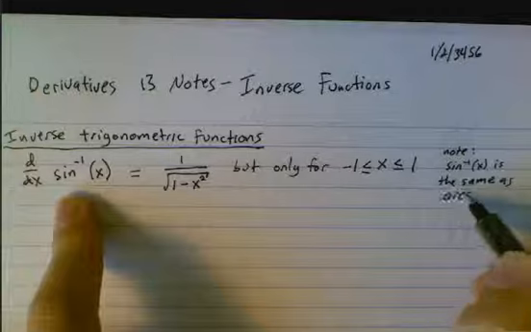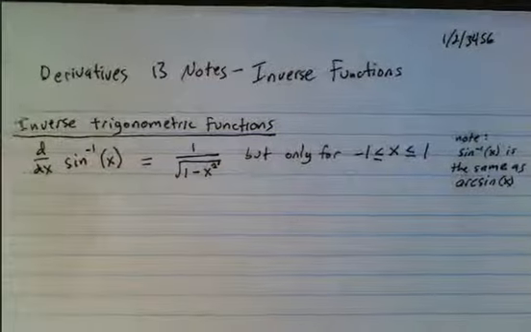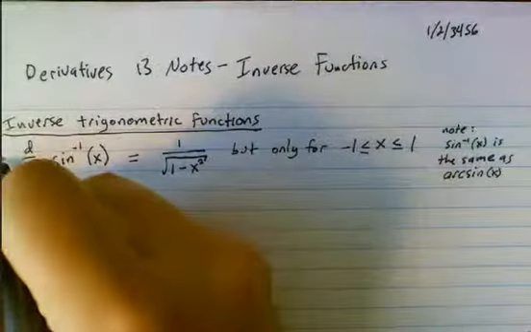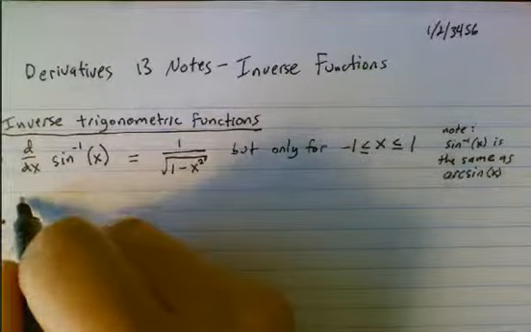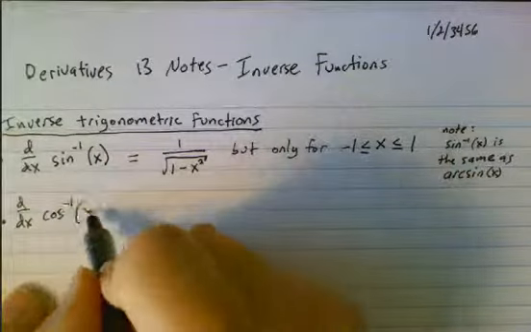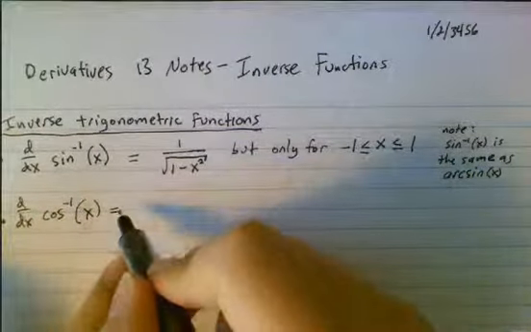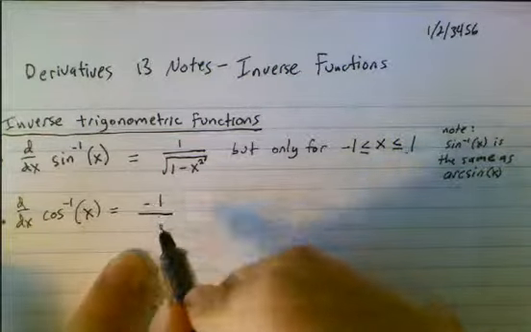Remember that sine to the -1 of x, inverse sine, is also written as arc sine of x. Okay, so there's one of our formulas. The next one's pretty similar, derivative of the inverse cosine of x. Almost exactly the same, but there's a -1 instead of a +1.